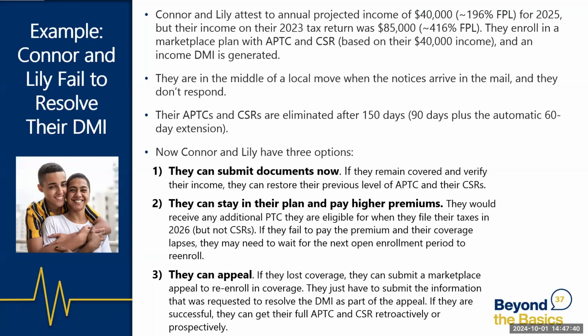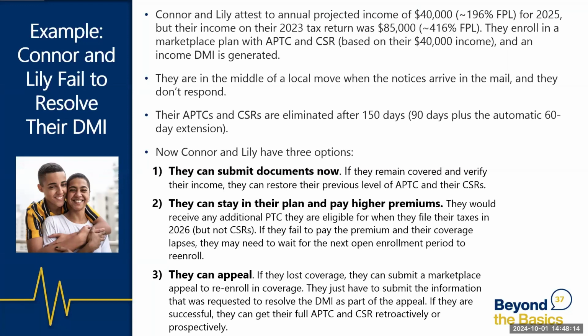They're going to receive a notice in the mail about this if they're receiving mail, but if they haven't updated their information, they may find out about this the hard way when they're trying to get services. The good news is there are some options even for people in this case. They can go ahead and submit the documents to verify their income now, which would restore their full APTC and CSRs. They can also appeal if they lost coverage, for example, because they stopped paying the higher premiums that they're charged now because their APTC is lower. Then they would need to appeal to regain coverage.